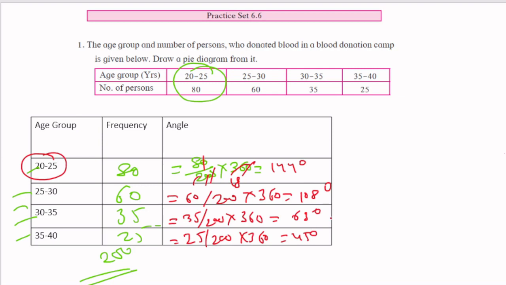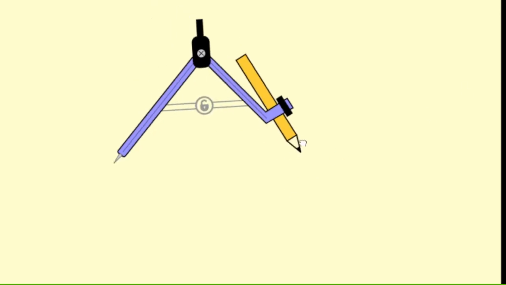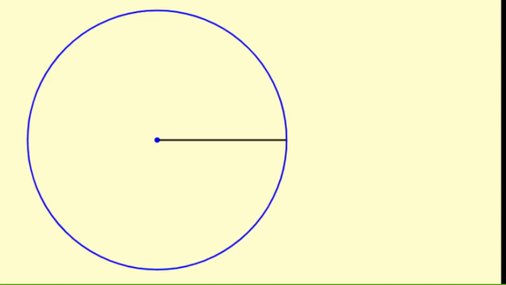Now, how to draw the pie? Let's do that. First, we have to draw one circle, which is important. Without a circle, we cannot proceed. So let's draw one circle. I have drawn one circle. What is the next step now?